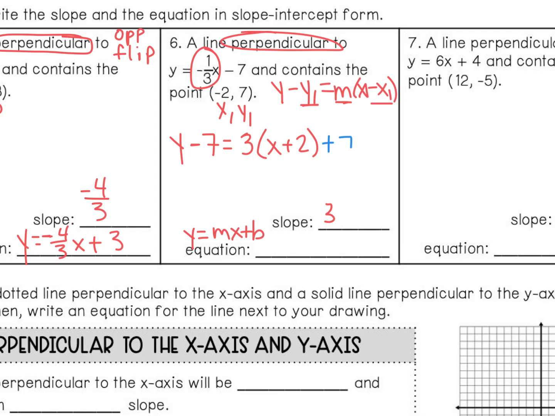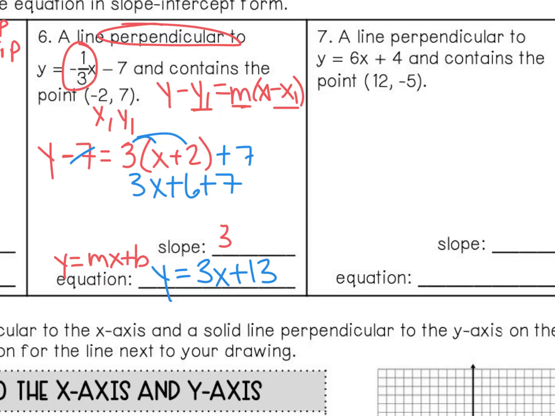We're going to add the 7 and we're going to distribute. So 3x plus 6 plus 7, y equals, what's 6 plus 7? 13, there you go. All right, so our slope, because it's perpendicular, is going to become negative 1 over 6. So y plus 5 equals negative 1 over 6 (x minus 12). Do your distribution.